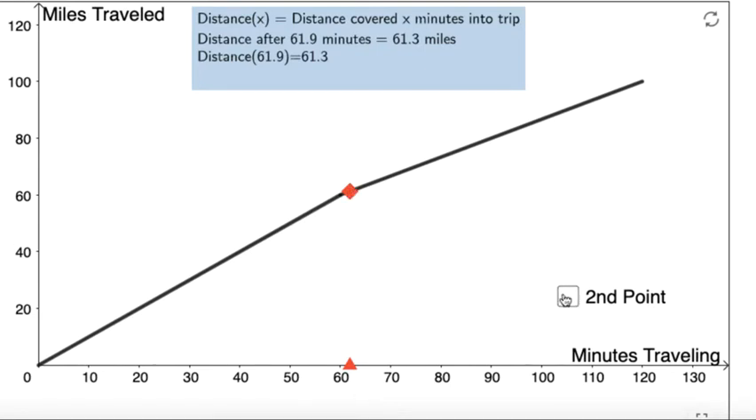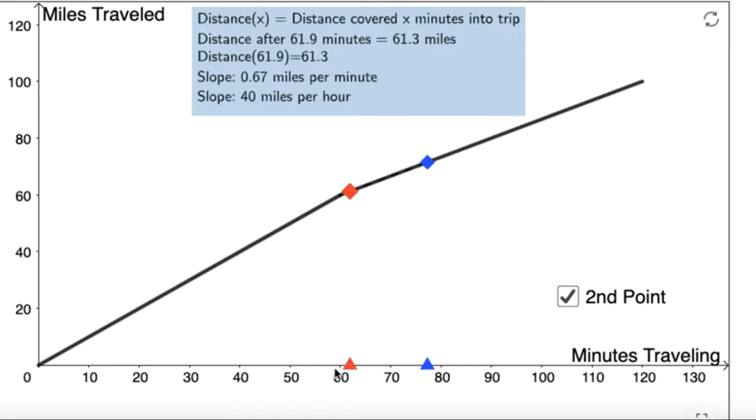So notice now when we do our second point here, notice that as long as both points are on the steeper part of the curve, our slope is 60 miles per hour. And what that means is that each hour we're traveling 60 further miles. But now when we put both of our points on the flatter part here, you can see that we now have a slope of 40 miles per hour, and that doesn't change.